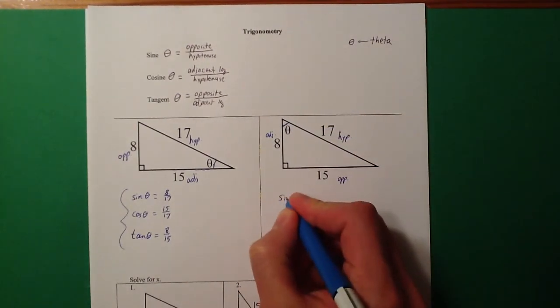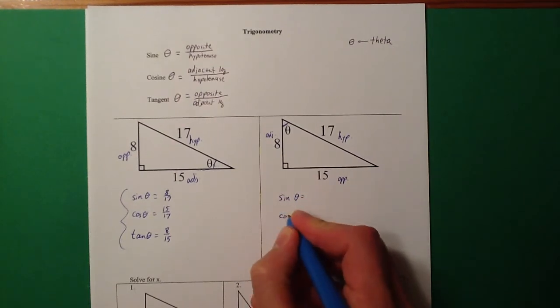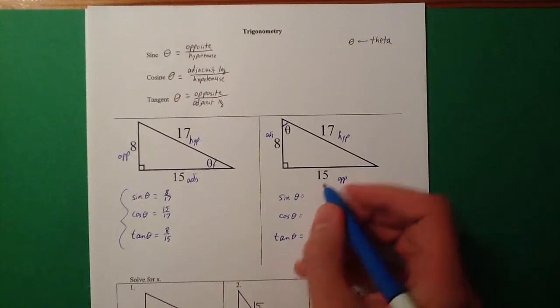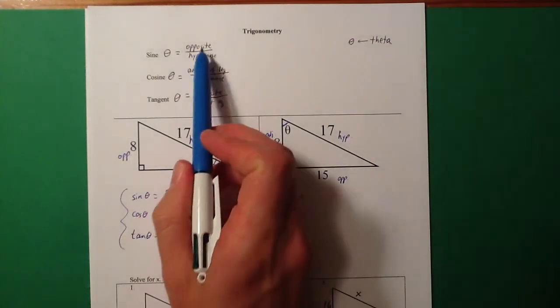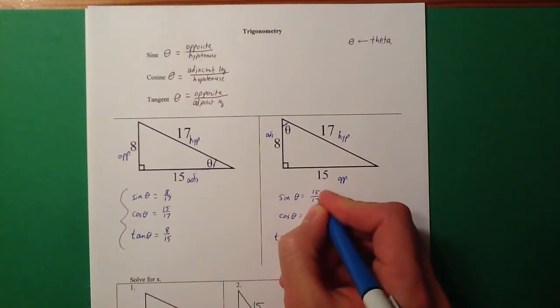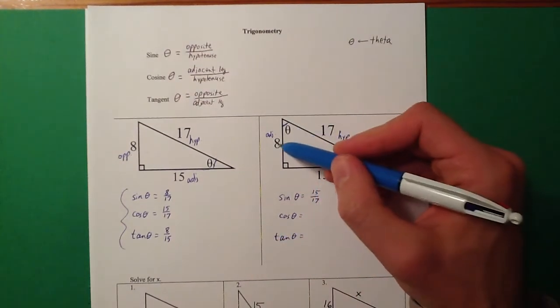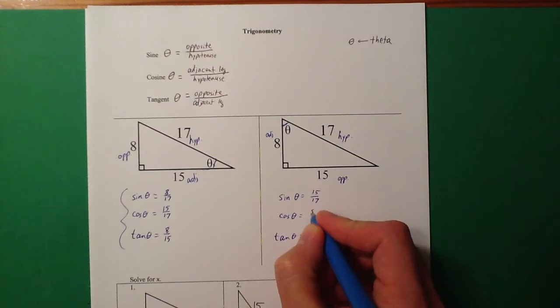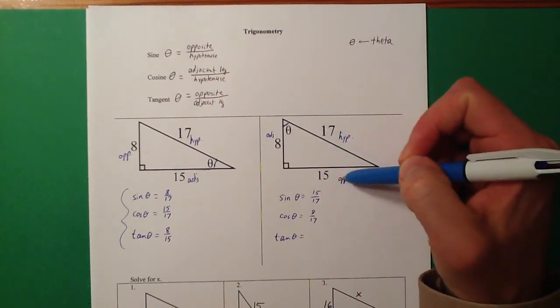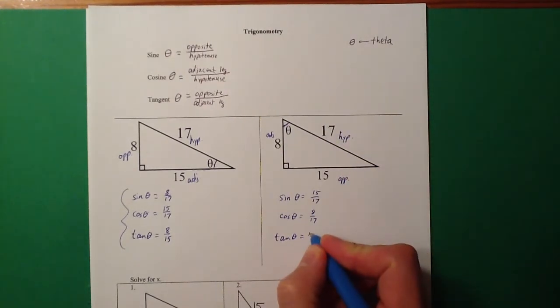Alright, so let's set this up. You can see where I'm headed with this. Go ahead and write it down. You don't have to wait on me. Sine is, looking at the top, opposite over hypotenuse, that is 15 over 17. Cosine is adjacent over hypotenuse, that is 8 over 17. And tangent is opposite divided by adjacent, which is 15 divided by 8.